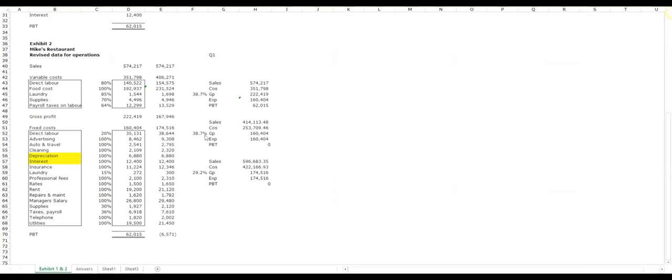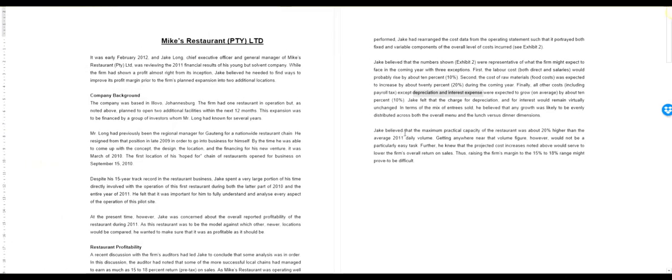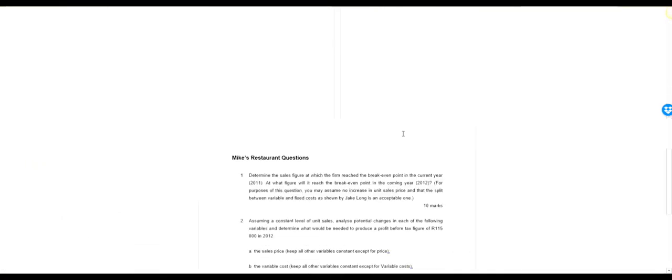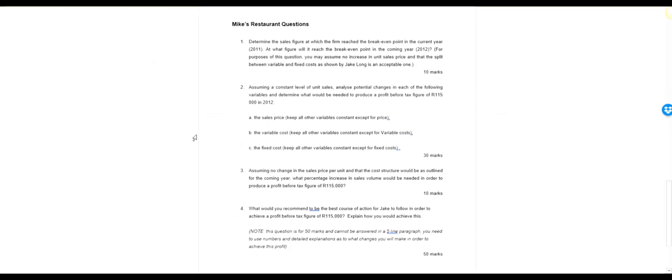Now question 2 is asking us to explore a profit that we want to make by changing certain variables. So let's just be sure we understand the question. Let's bring the question back in here. Let's scroll down here, and first of all we are dealing with the 2012 year, so that's our forecasted year, and our intention here is to make a profit of 115,000, and we want to do that by first of all increasing the sales price only. Okay, well, let's set that up.